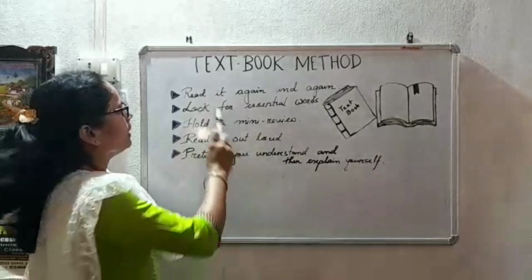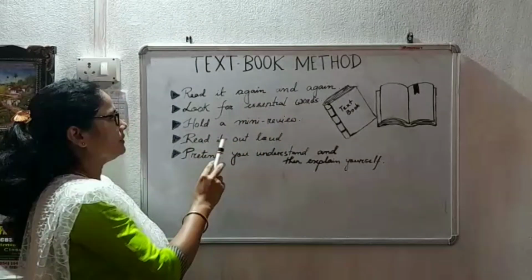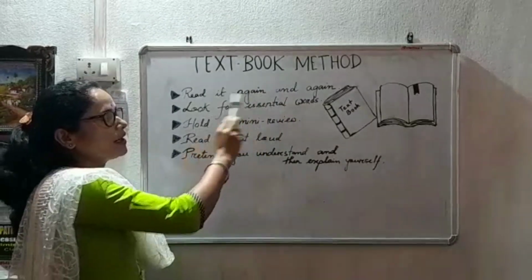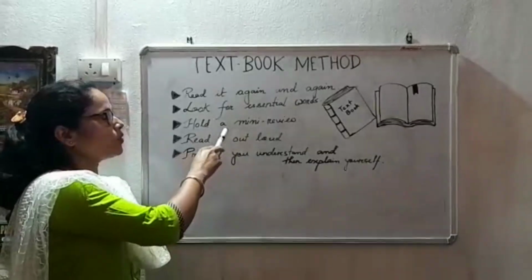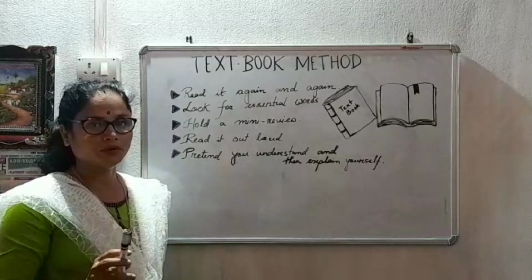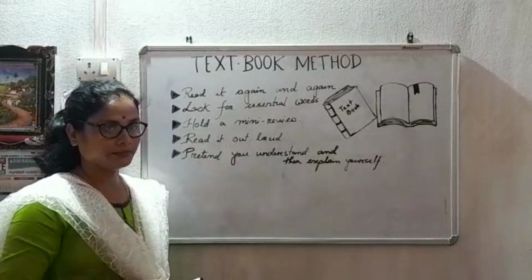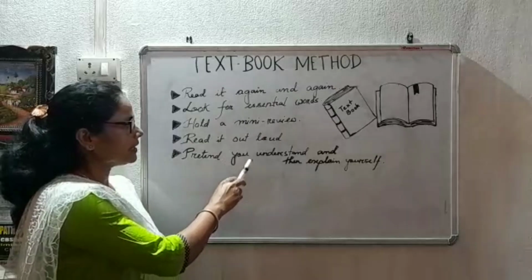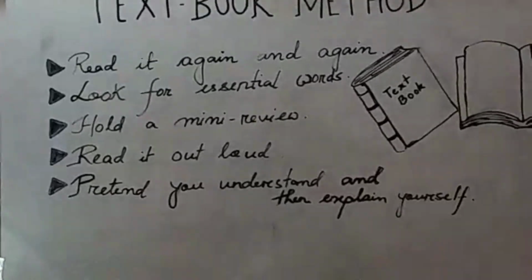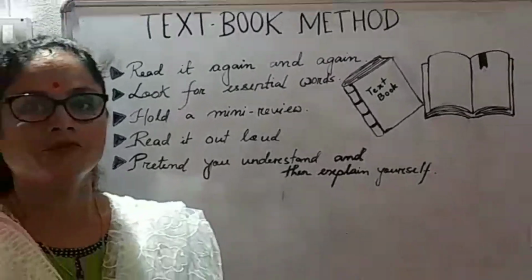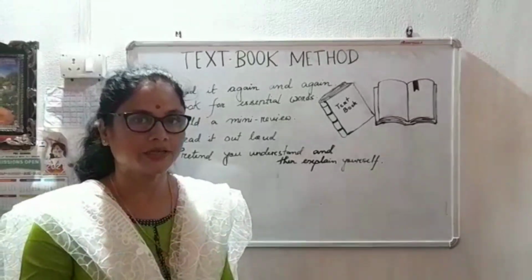First point is read it again and again. The second tip is look for essential words. The third one is hold a mini review. Then the next one is read it out loud. And the fifth point is pretend you understand and then explain it to yourself. These are the golden tips for you which can give you knowledge during the study of a textbook.